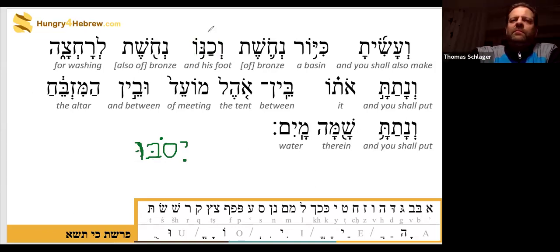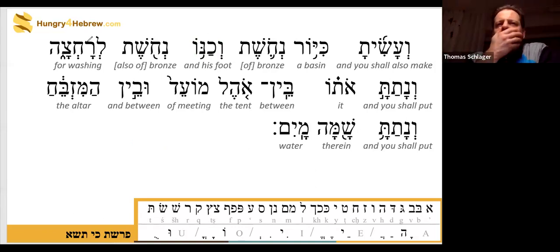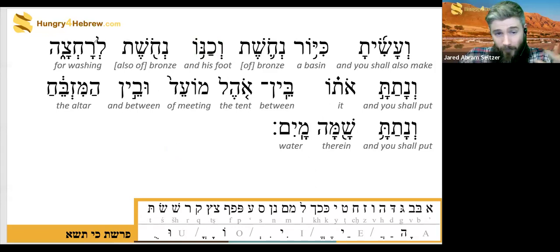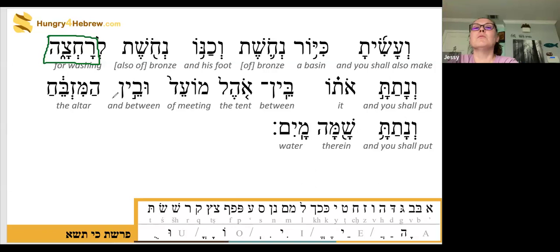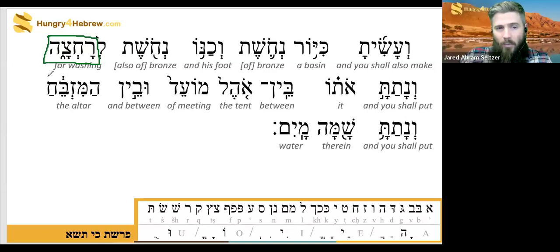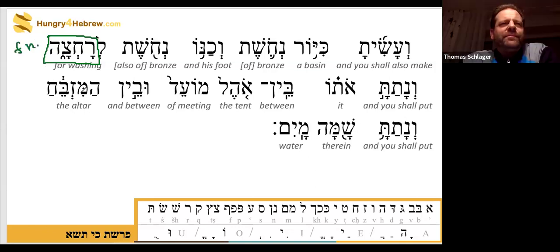And nechoshet, we already talked about. Lerochtza, for the action of washing. Actually, you know what? I said this was an infinitive construct. I don't think it is. It looks more like the pattern of the word chokhmah or orma. Rochtza. That makes a lot more sense. So that would make it a noun, a feminine noun, rather than an infinitive construct.